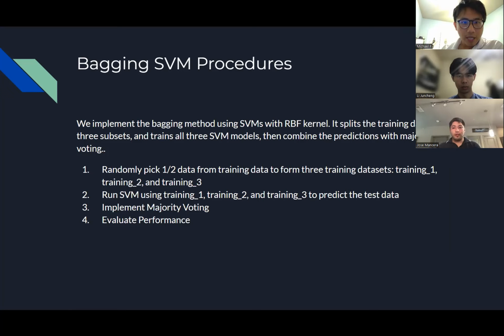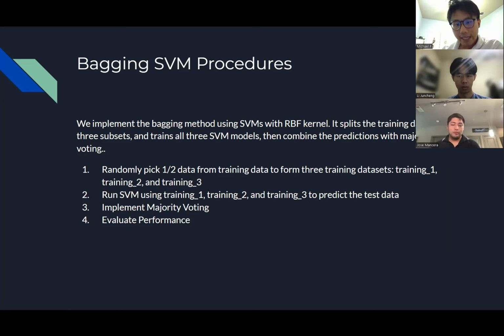Last but not least, we have the bagging method, which is very important. This is pretty much the procedure. We picked one half of the data for training, and from it made 3 different training data sets, and we named them training 1, 2, and 3. We run the algorithm, and then we predict the test data, same thing.